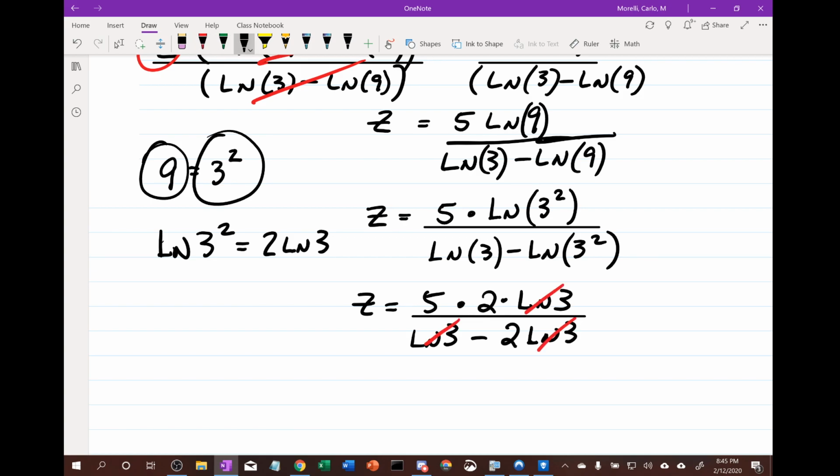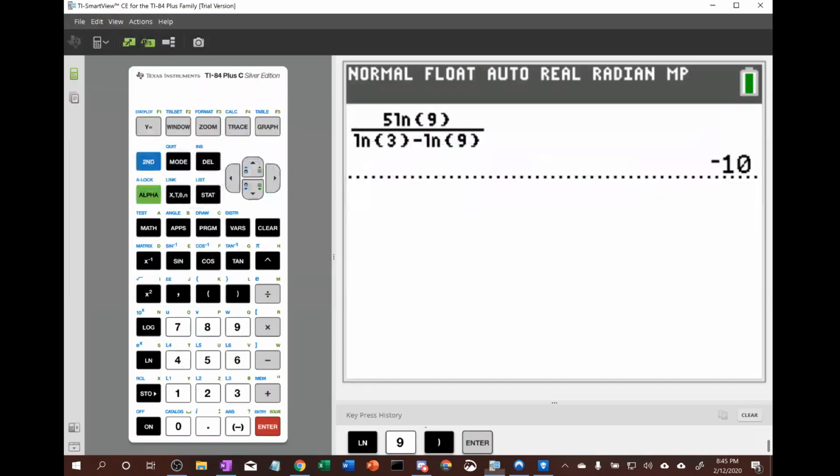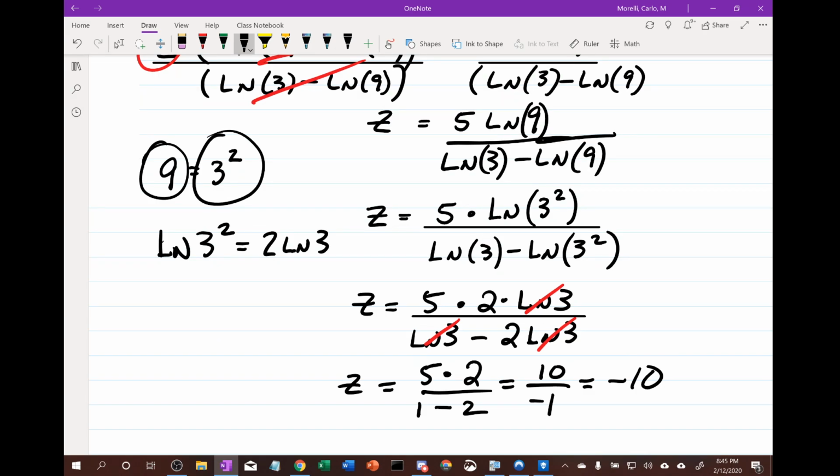So let's check this out. So now z is equal to just 5 times 2 over 1 minus 2. So now look at this. 5 times 2 is 10, over 1 minus 2 is -1. So 10 over -1 is -10. Was that the answer? Oh, yeah. That is exciting. That is super, super cool.